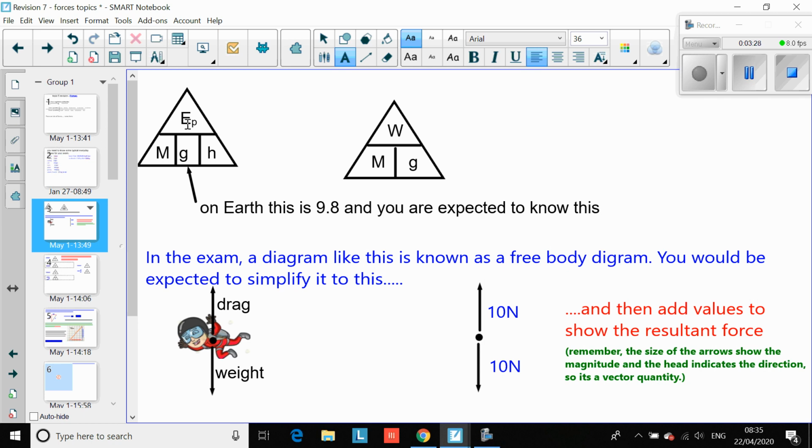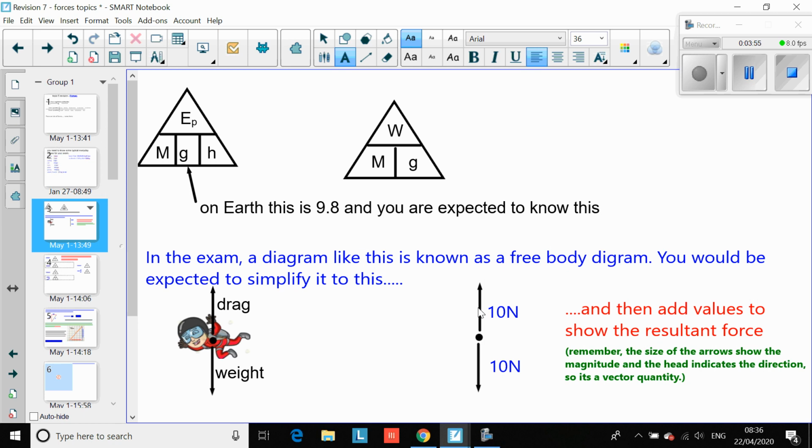In an exam, a diagram like this is known as a free body diagram. You'd be expected to simplify it to this. So your skydiver, rather than drawing an actual skydiver, you would simply draw a dot. You draw the arrows, which should be proportional to the amount of force. So the length needs to be the same. So for example here, 10 newtons. This arrow is exactly the same length as also 10 newtons. Add values to show the resultant force.